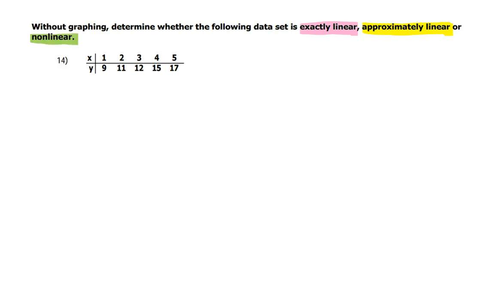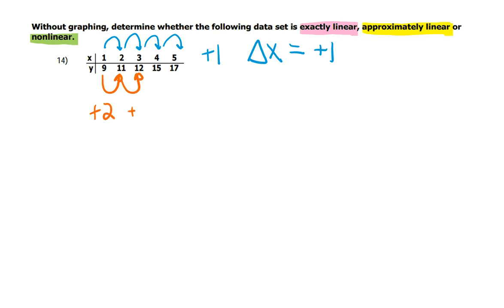When I go from my first x coordinate to my second, from my second to my third, and so forth, each one of these is an increase of 1. That is my change in x. It's an increase of 1. However, when I look at my y's, from the first one to the second one, that's an increase of 2. From the second to the third is an increase of 1. Then we got an increase of 3. Then we got an increase of 2. It's always increasing, but it's not exactly the same.